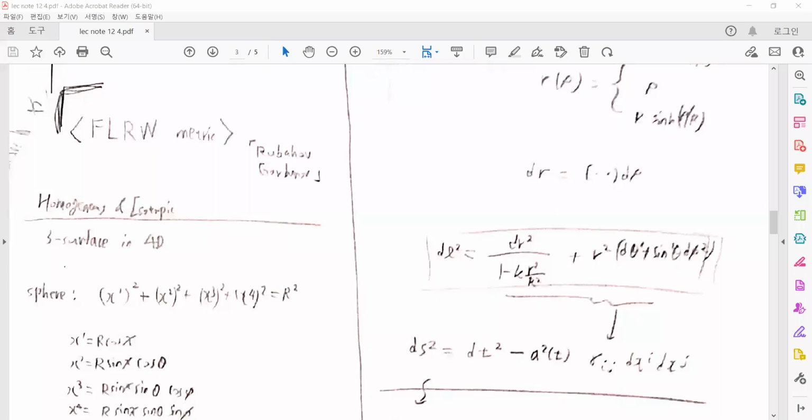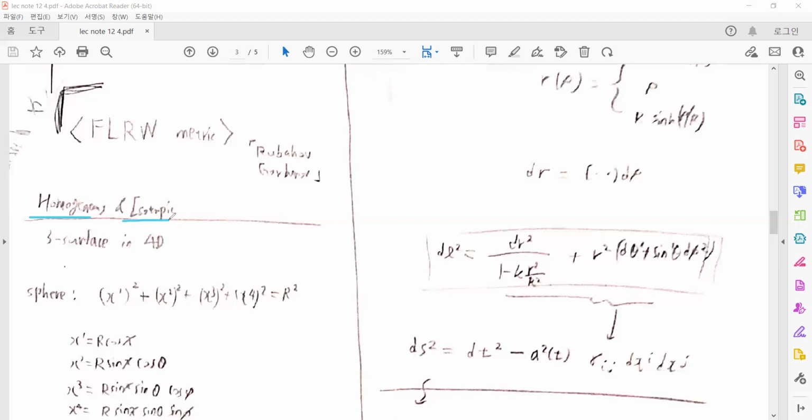Today I want to talk about the FLRW metric, which is the Friedmann-Lemaitre-Robertson-Walker metric, which is the basics of cosmology. On large scales, the observable universe is almost homogeneous and isotropic. It does not depend on translation transformations.